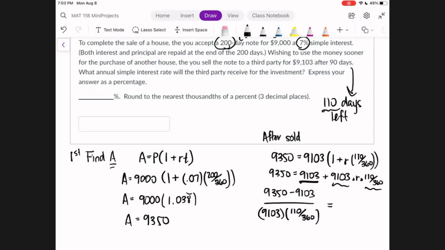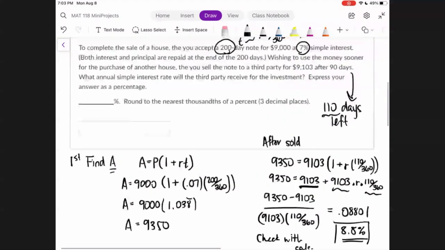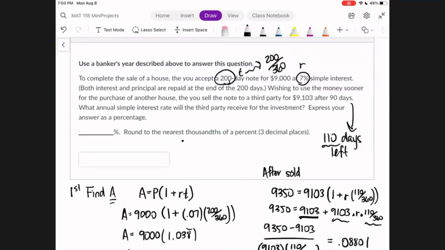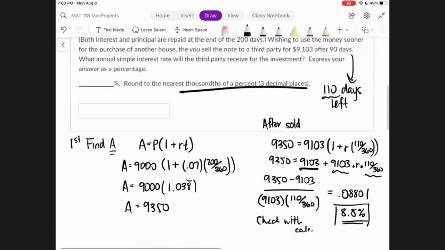So check with your calculator. You should get around this percentage. So practice: do that subtraction up top, do that one division, and then do the second division there. Check with your calculator. Let's look at the next question. I think this wants you to round to the nearest 3 decimal places. Express your answer as a percentage. So 8.801, something like that.